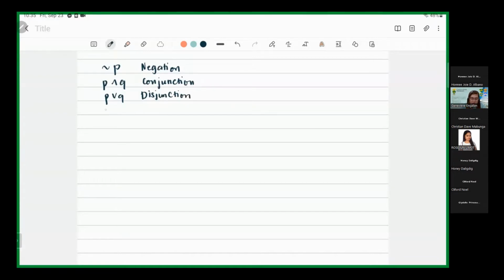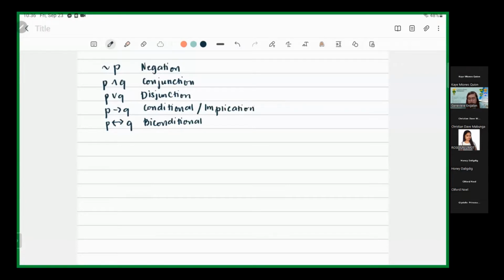Okay, how about P implies Q? This is a conditional. How about P double implication Q? Biconditional. This conditional is also known as an implication.